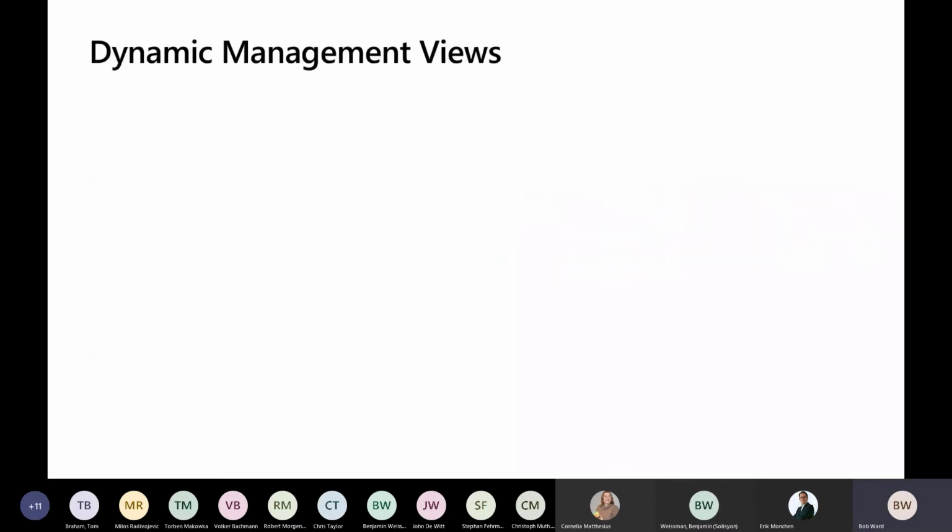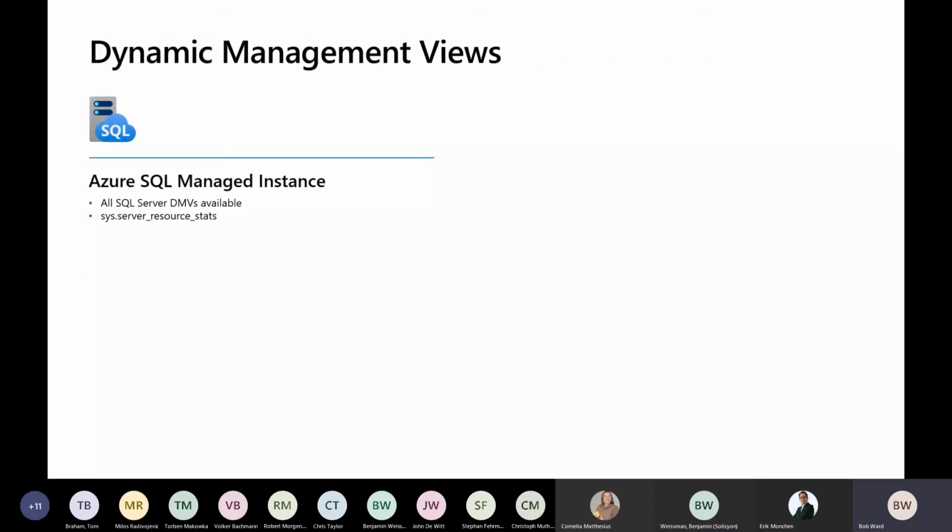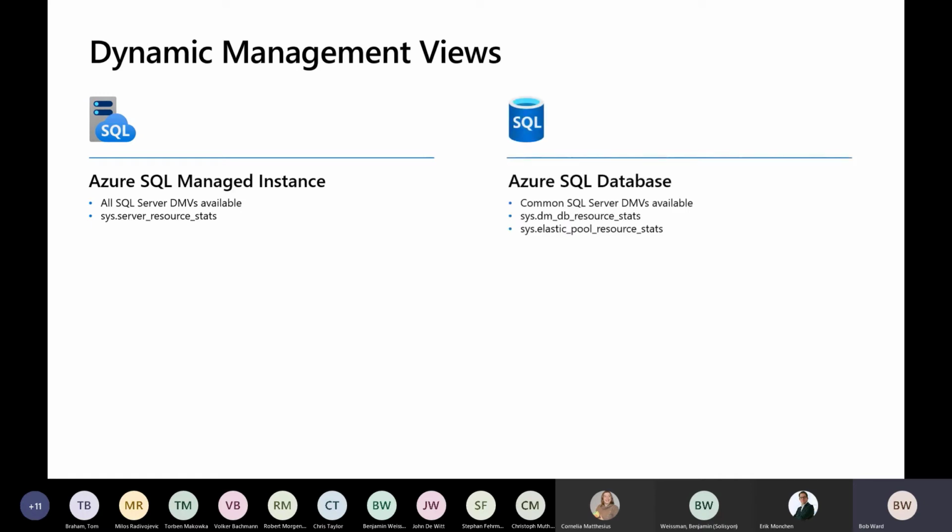So speaking of DMVs, which have been around, as you know, for a while, are a very important resource to a lot of people. In managed instance, you get every DMV you get in SQL Server. Server resource stats is a new DMV you get specifically to monitor resource usage for your managed instance. For Azure Database, most of the common DMVs are available, in fact, I think everything that you typically want is going to be there, DM exec request, for example. And then some new DMVs are also available to look at resource usage, things like CPU, memory, IO, and so forth from a DMV perspective, and that's specific to Azure SQL.